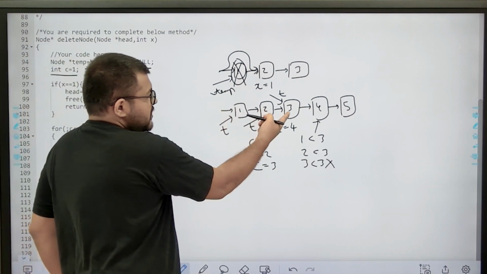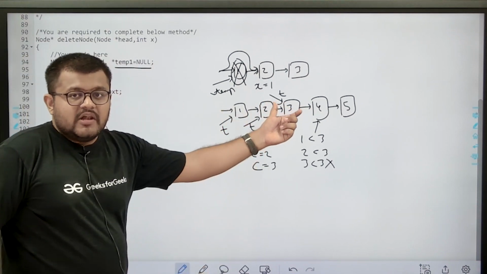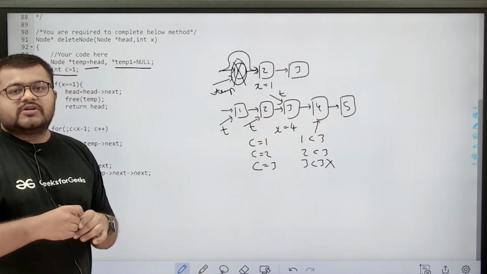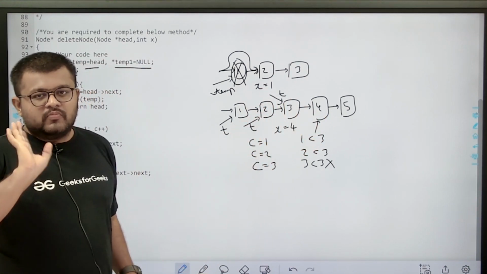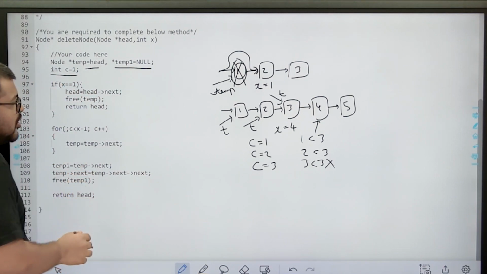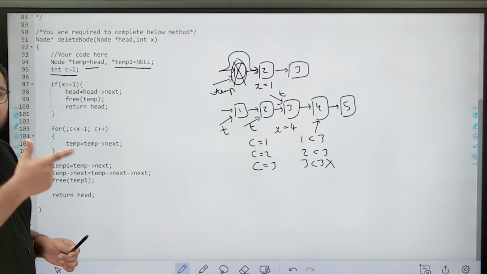Where is my temp pointing? To the node having the value 3, and I want to delete the fourth node. So my temp pointer is pointing to the node just before the node to be deleted. Now what I need to do? First of all, I'll store the node to be deleted. I will store the pointer of that node.